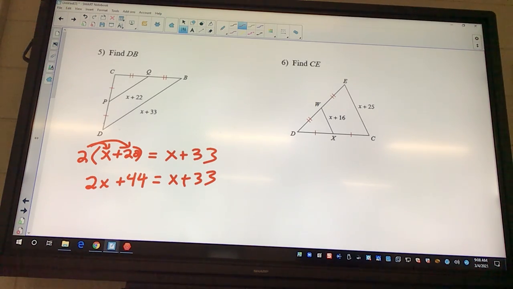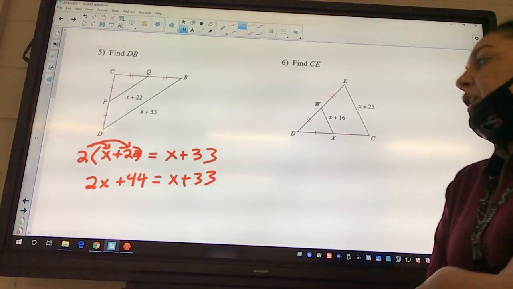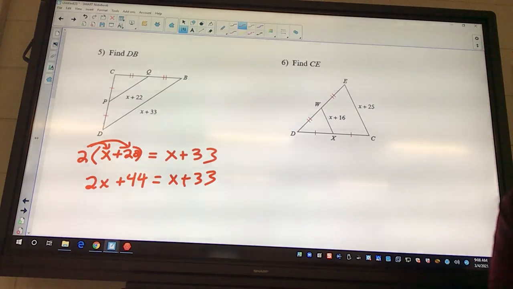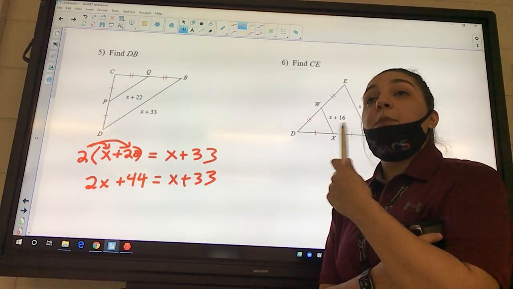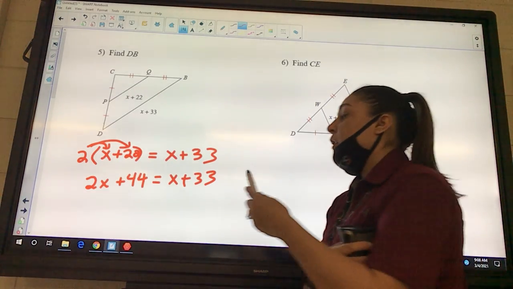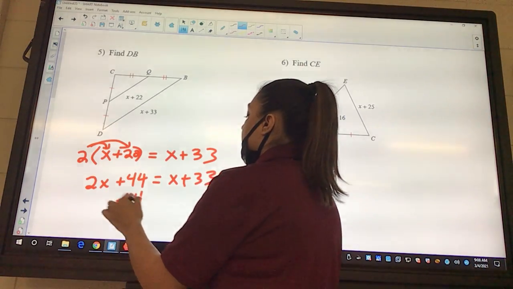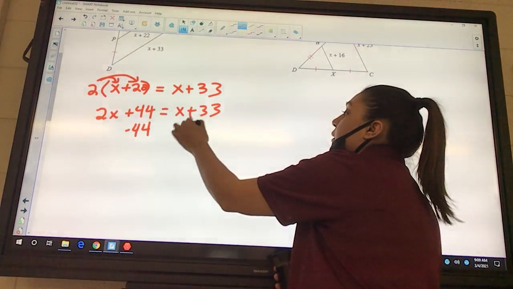Yeah, so we need to get our letters to the left and numbers to the right. Okay, so I got 2x plus 44 on the left. What needs moved? The 2x. What needs moved? The 44. How do I move a plus 44? You minus it. Minus 44. And do I put it under the x or the 33? Under the 33.